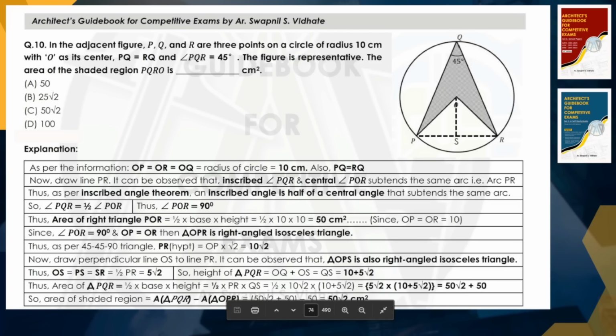So the area of the shaded region will be equal to the area of triangle PQR minus the area of triangle OPR, which will be 50 root 2 plus 50 minus 50. If you solve, you will get the value as 50 root 2. Which is mentioned in option C. So option C was the correct answer for this question 10.